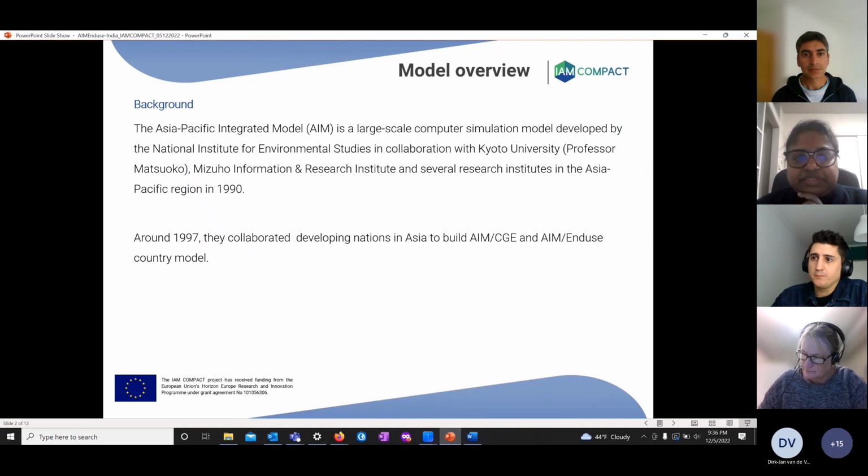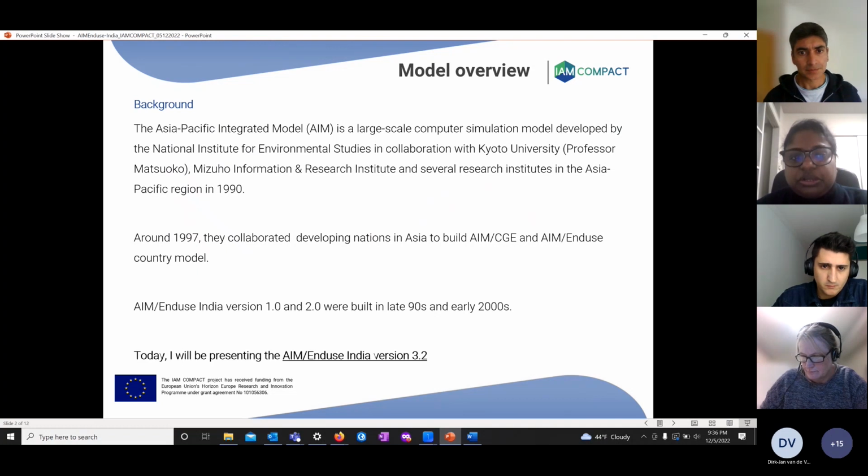Around 1997, they collaborated with developing nations in Asia to build the AIM-CGE and AIM Enduse country model. So there's an AIM version 1.1, 2.0 that was built in the late 90s, early 2000s. It was more sectoral models. Today, what I'll be presenting is the AIM Enduse version 3.2, where we have combined all the sectors and the power systems. So I'll be basically presenting on that.